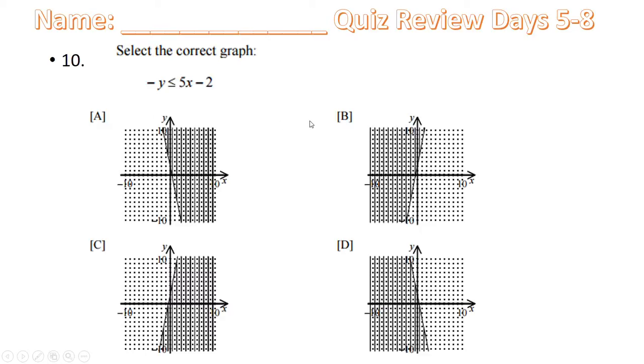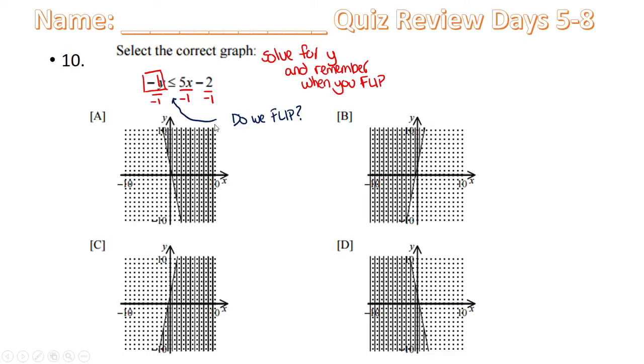Okay, number 10. We don't have an equation solved for y. They did something tricky. They put a negative in front of y, which means there's really a negative 1 in front of y. So the only thing we have to do here, and no triangle in this problem, by the way, is divide everything by negative 1. If we divide everything by negative 1, then our symbol flips to be greater than.